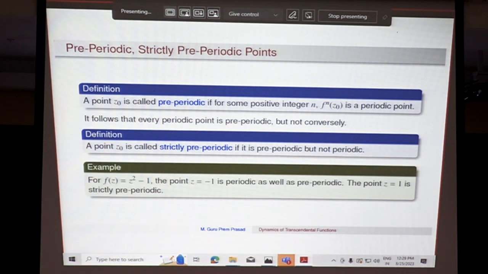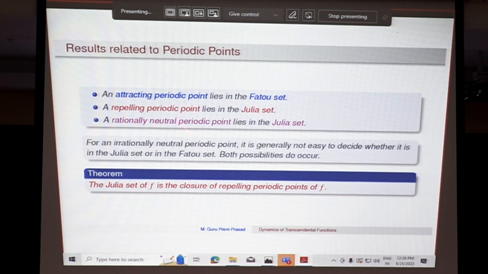Okay. The attracting periodic points always lie in the Fatou set, repelling periodic points always lie in the Julia set, rationally neutral periodic points lie in the Julia set, but irrationally neutral periodic points can be anything depending on the function. So the first characterization of the Julia set is that the Julia set of a function is the closure of the repelling periodic points of f. This is the main characterization of the Julia set.